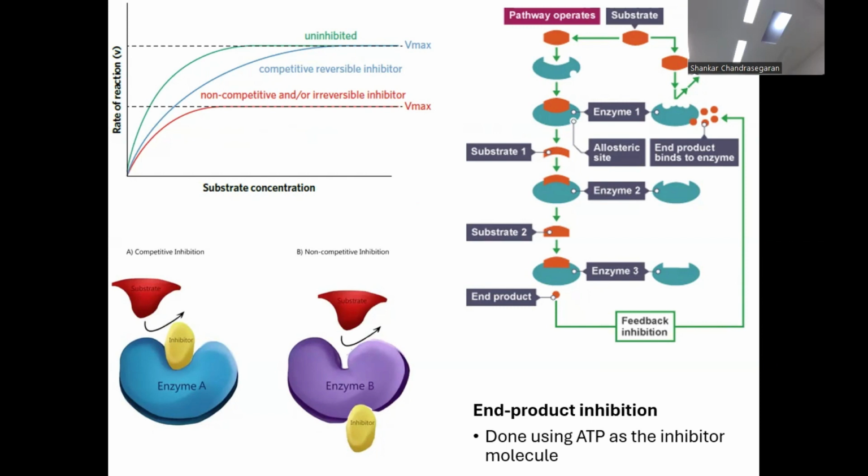Irreversible inhibition, because it will never let go of the enzyme. Reversible inhibition, because the inhibitor molecule can potentially let go of the enzyme if it is present in a high substrate concentration.